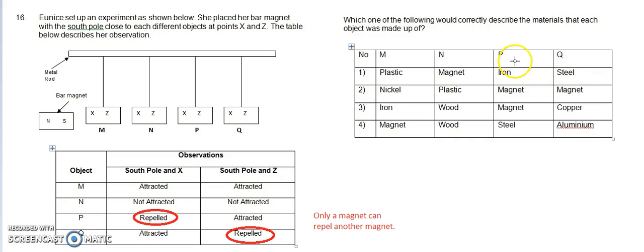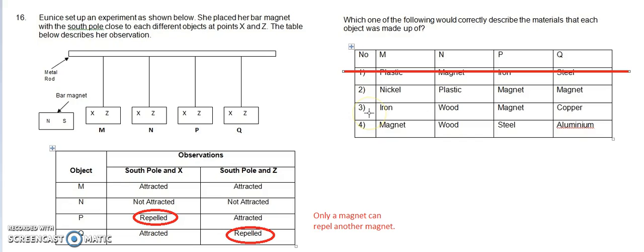Okay, for option 1, P and Q is iron and steel, whereas N is magnet. As you can see here, N is not attracted at all. So N cannot be a magnet. Therefore, option 1 is out. Option 2, okay, nickel is attracted on both ends, whereas plastic is not attracted on both ends. And for the rest, P and Q is both magnets. So option 2 is a possible answer.